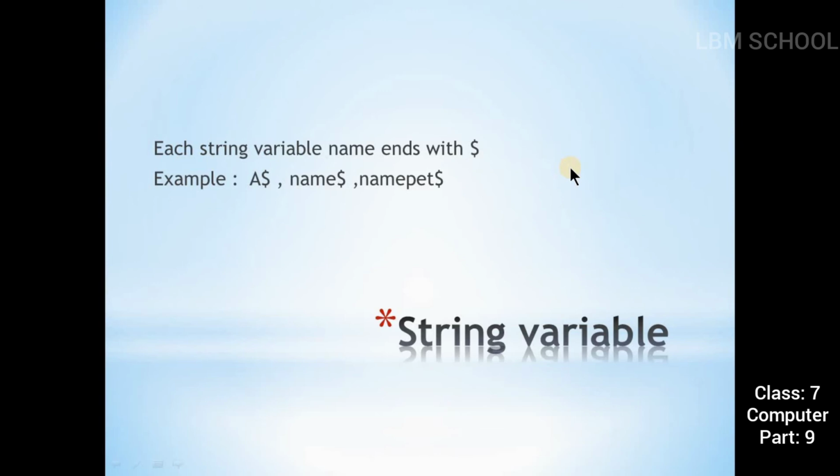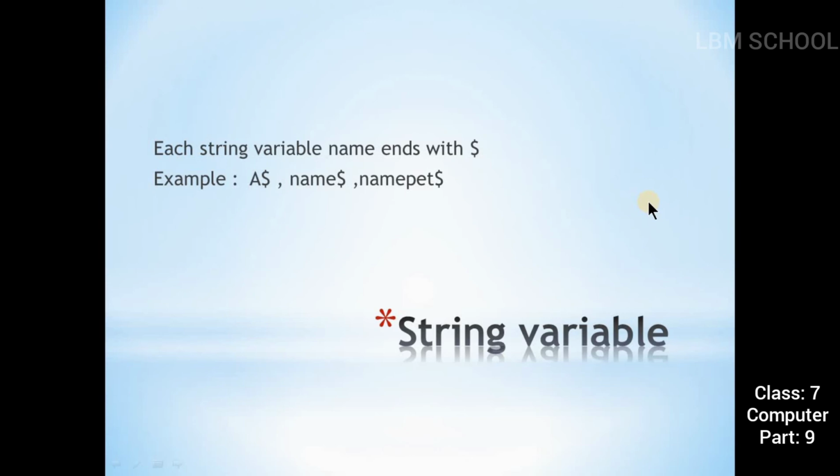What does this mean? When we see a dollar sign here, what does this mean? This means that some text is stored in this variable. It might be a name, it might be a sentence. We don't know, anything can be stored here. Okay, children, this is called a string variable.